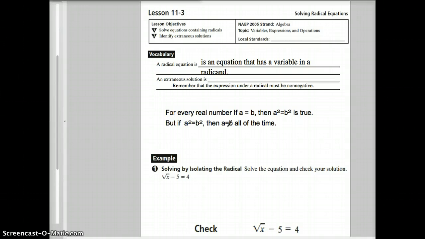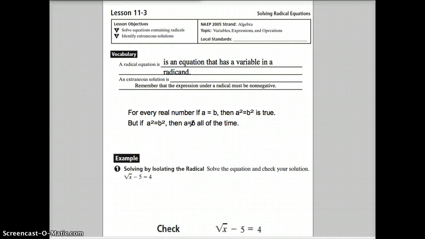Remember that an expression under the radical must be non-negative. So if a equals b, then a squared equals b squared is true, but if a squared equals b squared, then a does not always equal b all of the time. So those would be extraneous solutions, such as 3 equals negative 3. That's not a solution. But 9 equals 9 is a solution, and so we have to think about things like that. We'll get to some extraneous answers here in a minute.